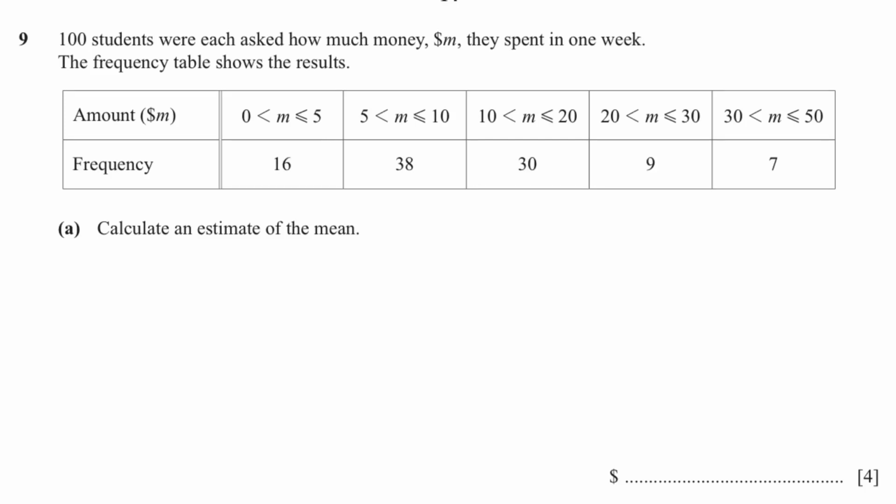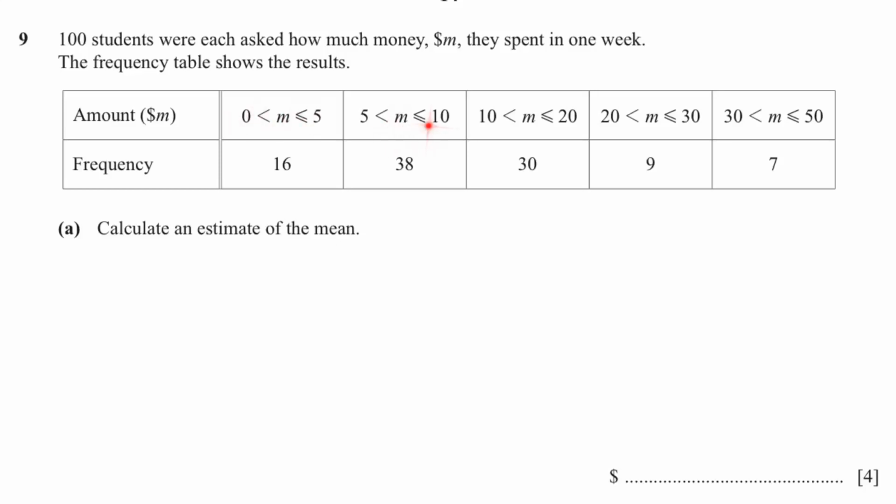Question number 9. 100 students were each asked how much money, M dollars, they spent in 1 week. The frequency table shows the results. And we have been given the amount in grouped data and the frequency is given here. Calculate an estimate of the mean. It's a 4-mark question, a very easy 4-mark question and a very repeated question.